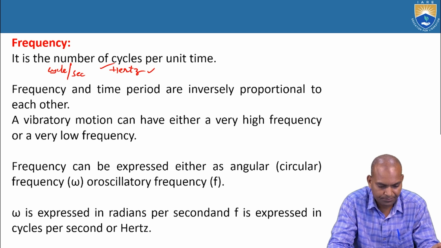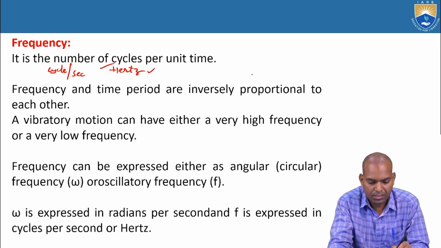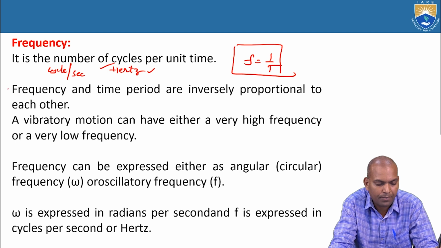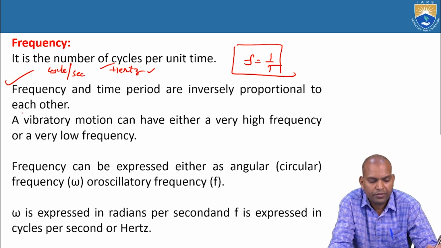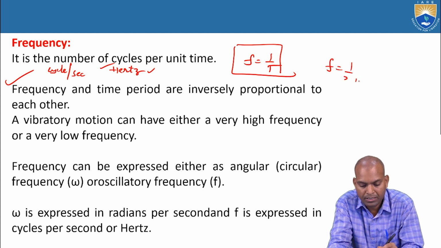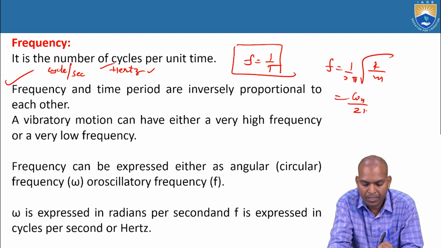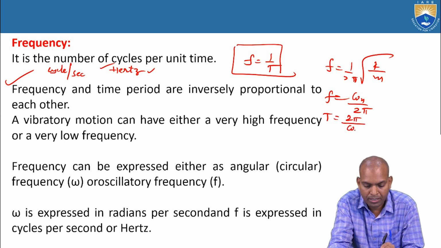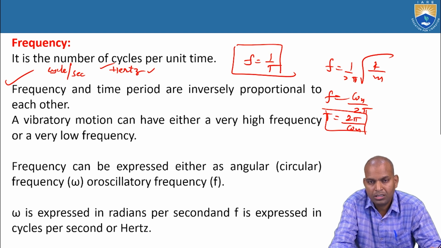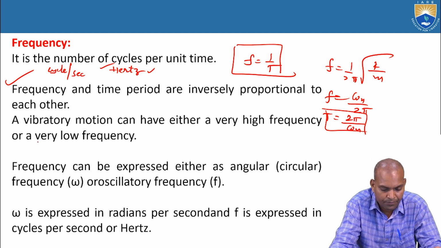What is the frequency? f equals 1 by T. So the frequency is inversely proportional to the time period. Suppose the frequency f equals 1 by 2 pi times the square root of k by m, or omega n by 2 pi. The time T equals 2 pi by omega n. That means the frequency and the time are inversely proportional to each other.